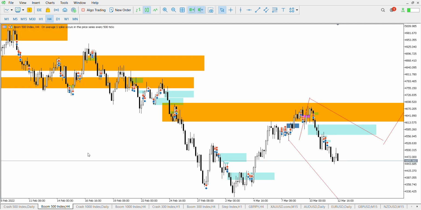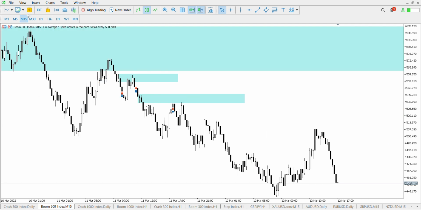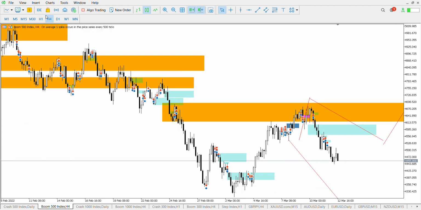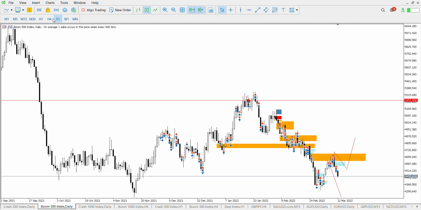Boom 500. I wish I was in this trade, but I plan to discipline myself on the weekends not to trade. But anyways, I wish I was inside that trade right now. And also it has moved a lot, so probably no point in stressing myself on that.